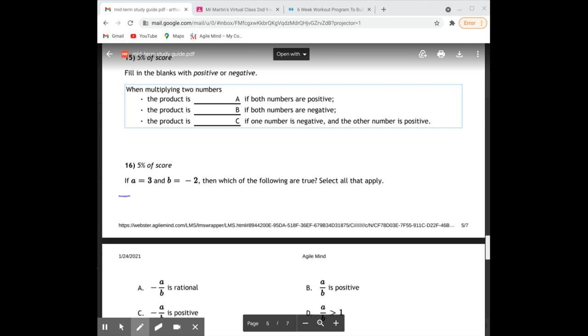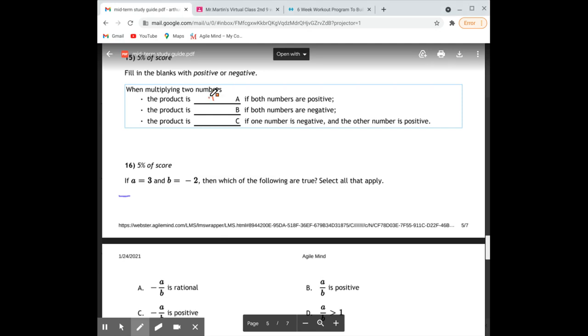So what do you think? For part A, what will the product be? If both numbers are positive and you multiply them together, are you going to get a positive or negative answer? Positive? You're right.